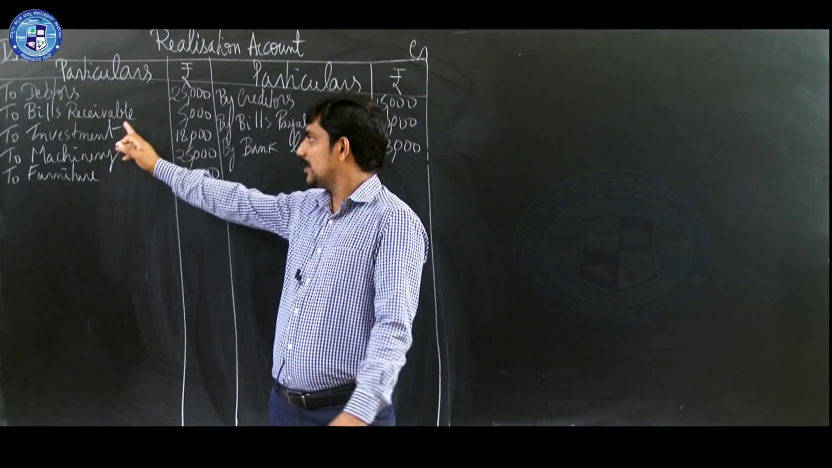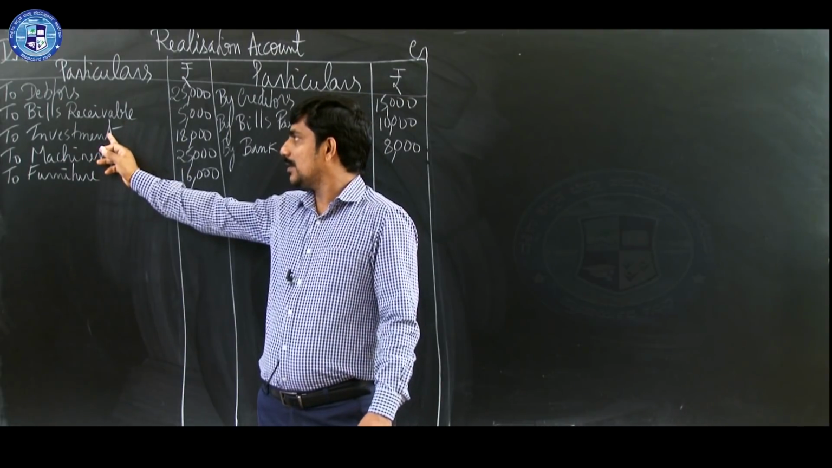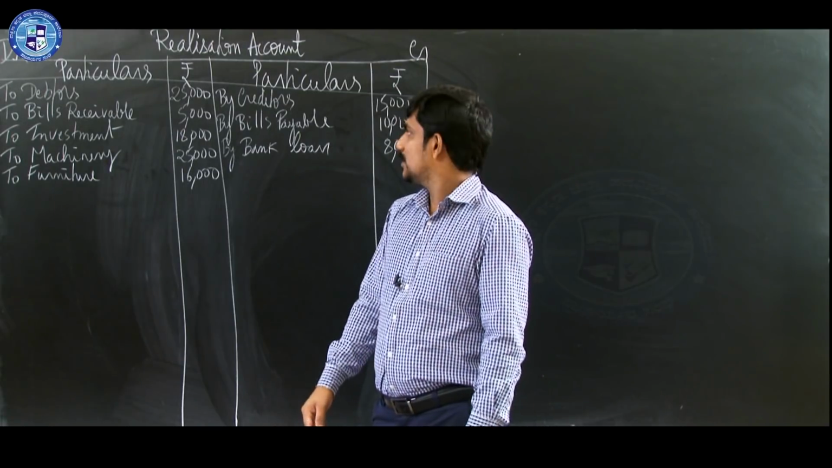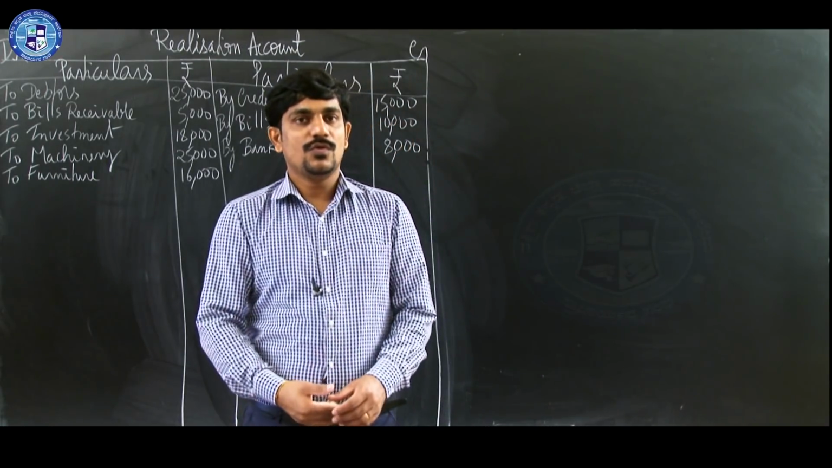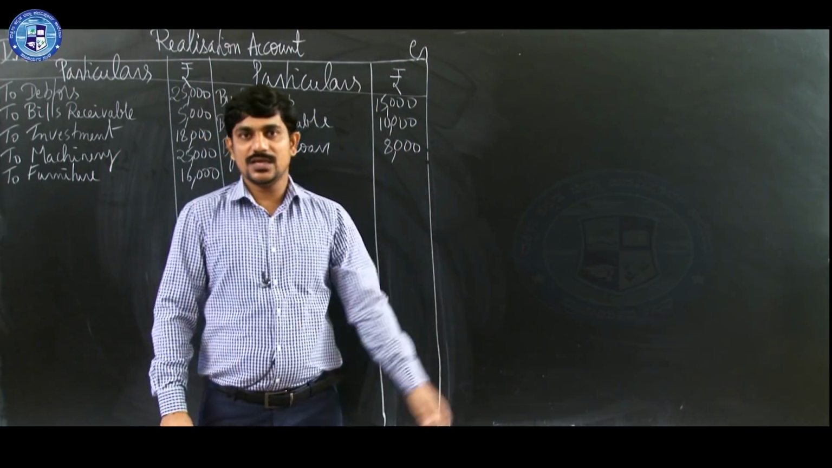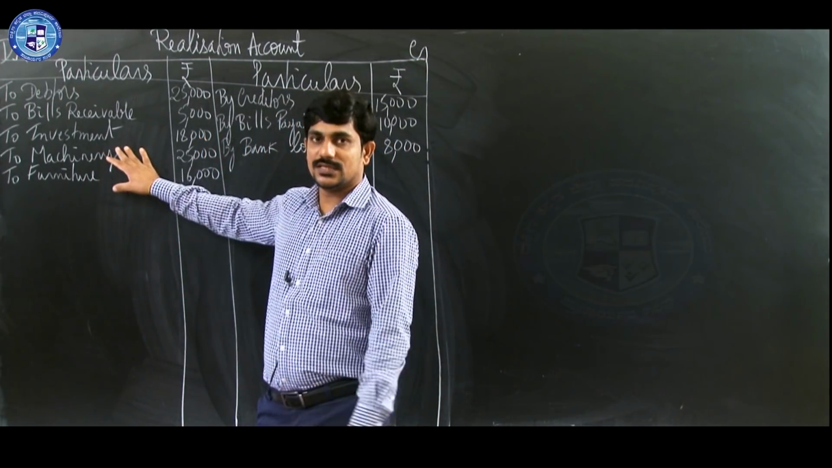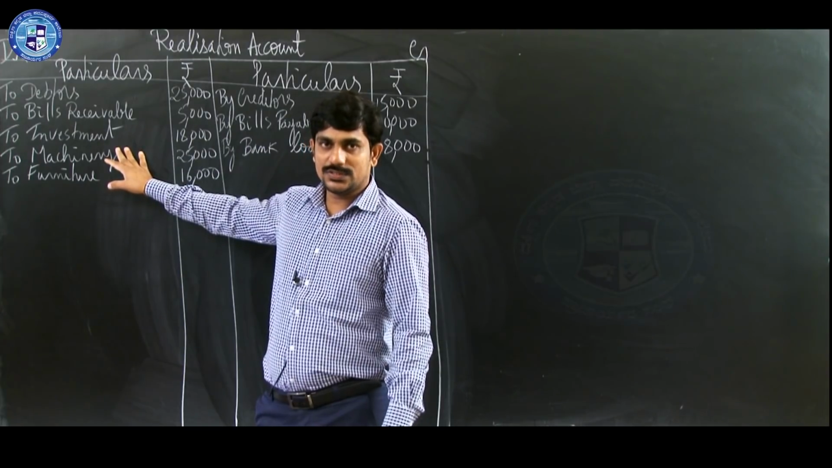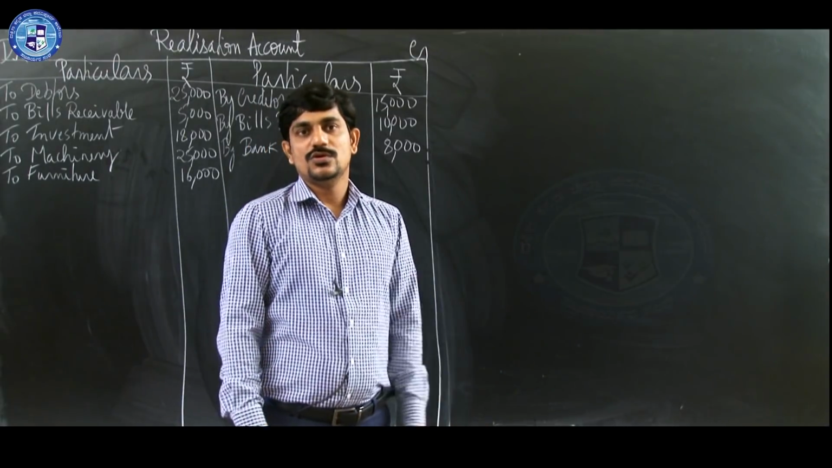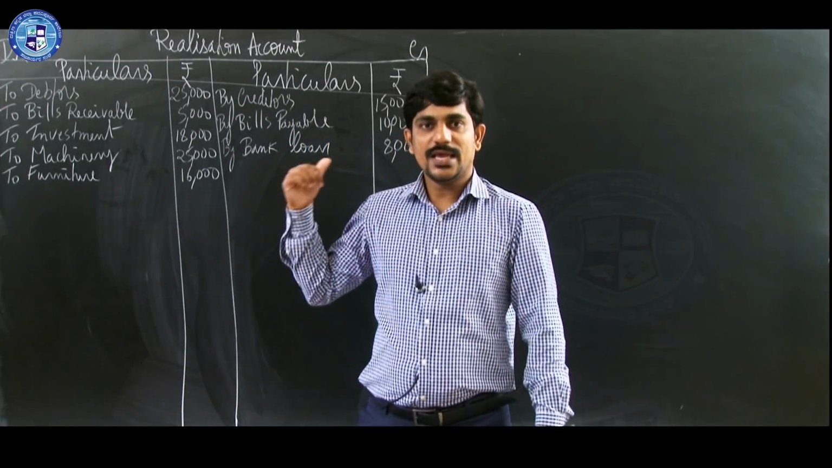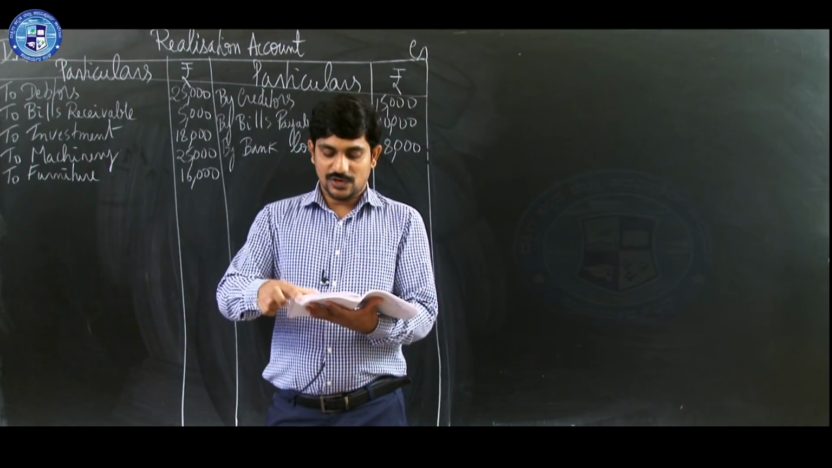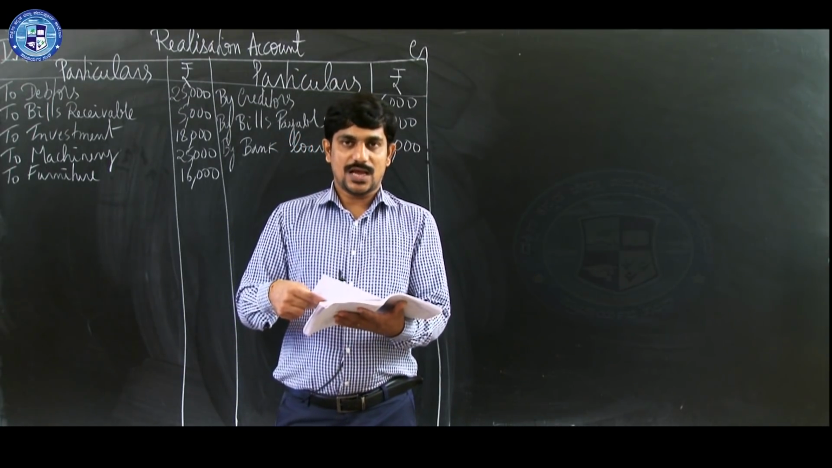So how many assets can be realized? 5. And how many liabilities does the firm have to pay? 3. Now what you have to do? Once you list out all the realizable assets as well as the external liabilities, first you have to settle all the assets by selling those assets. Then whatever money you get, you need to utilize that money for paying the external liabilities. So let us go to the problem and find out what adjustments are given for assets.